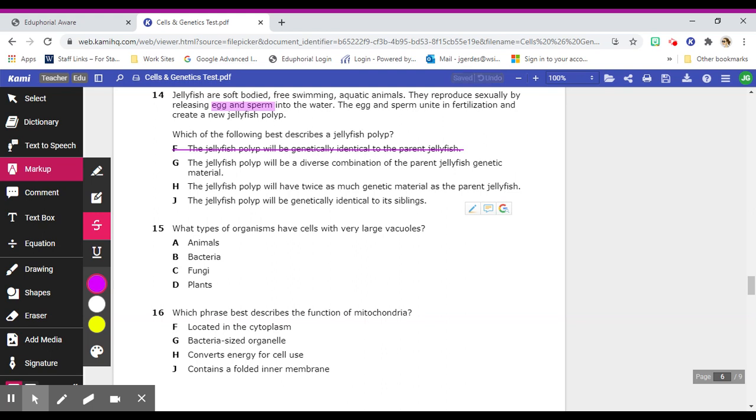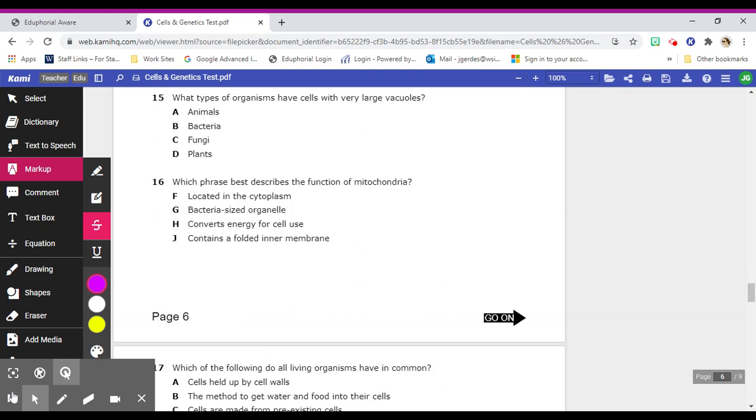H, the jellyfish polyp will have twice as much genetic material as the parent. Okay, we do not get twice as much. Okay. J, the jellyfish polyp would be genetically identical to its siblings. In sexual reproduction, we cannot say that every sibling is genetically identical. So we have to cross that one out just because it does not make that much sense.